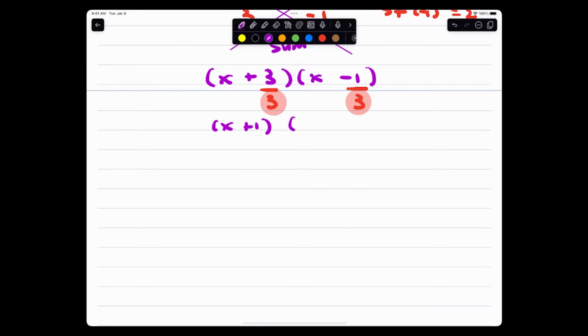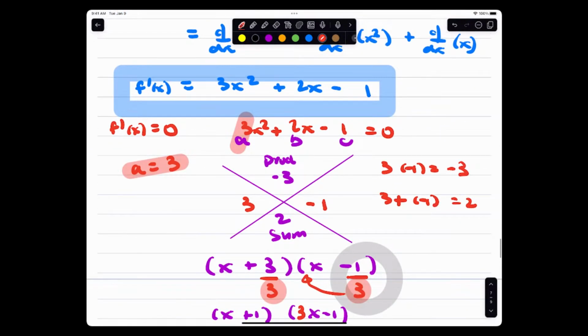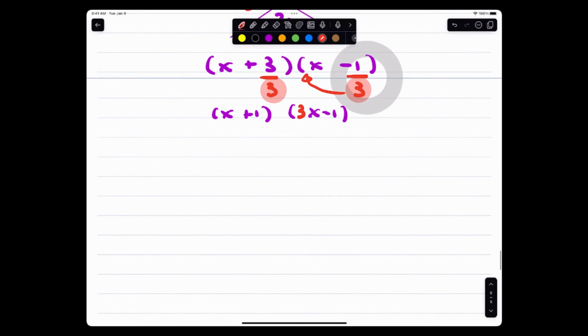X plus 1. And then over here you say, what's the problem? Oh, you don't get a nice whole number. So what do you guys do in that case? Do you remember? Bring up the 3. So this is 3 what? X minus 1. So let's make that 3 nice and clear. Now this is equal to 0, right? So you just set that equal to 0 and use the zero product rule.